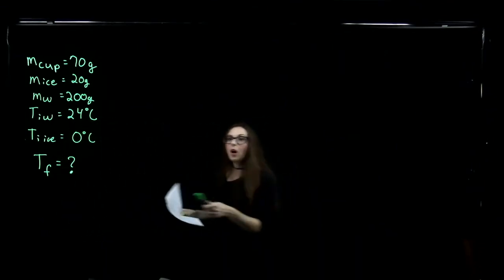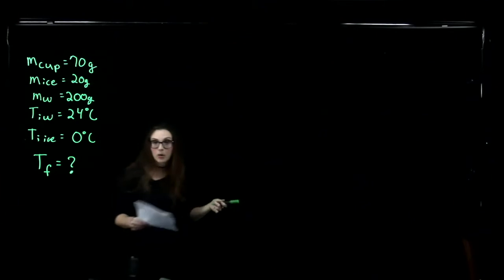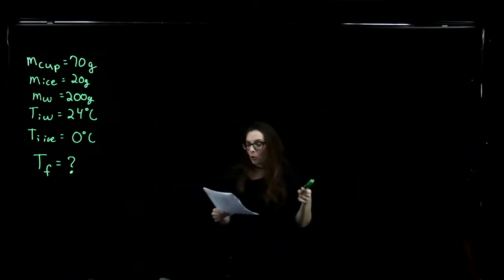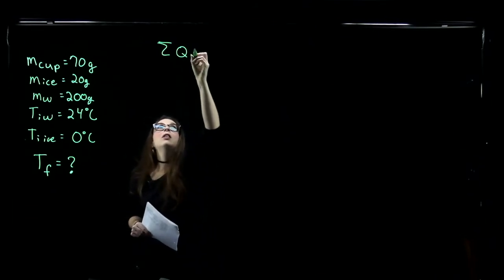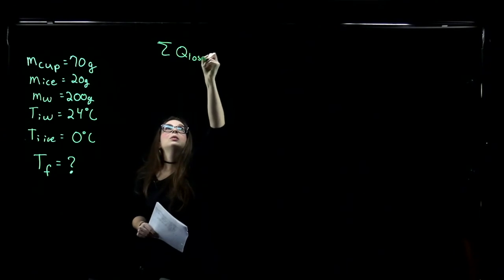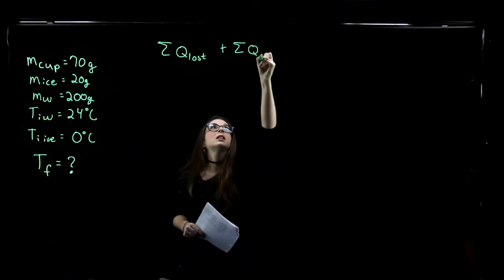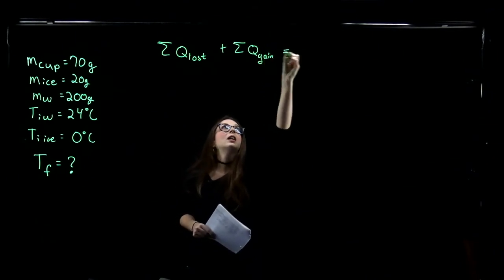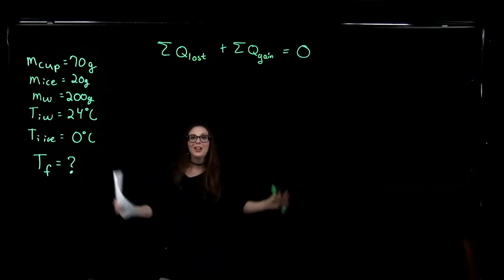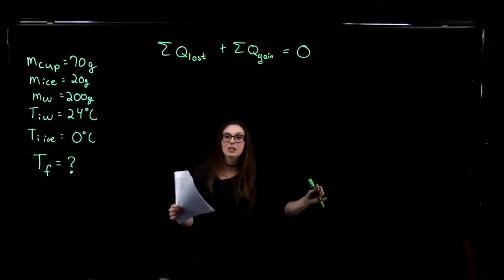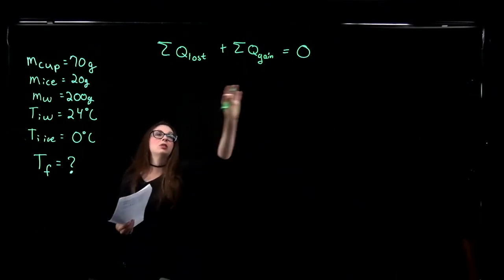Okay, so with all those bits of information, we're going to figure out what is the final temperature of our system. In order to do that, we've got to think about the sum of all of the processes that lose energy and the sum of all of our processes that gain energy. And the sum of all of those has to equal 0. So we're conserving the energy lost in the system with the energy that's gained in the system. Let's break these up into their little bits.